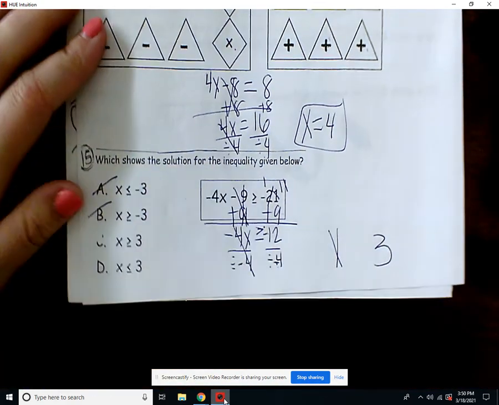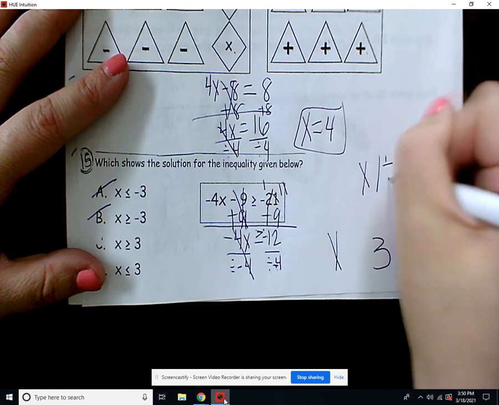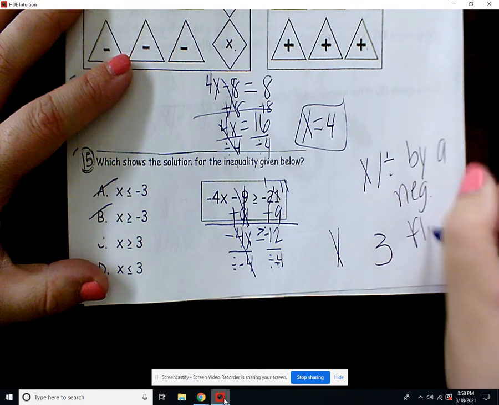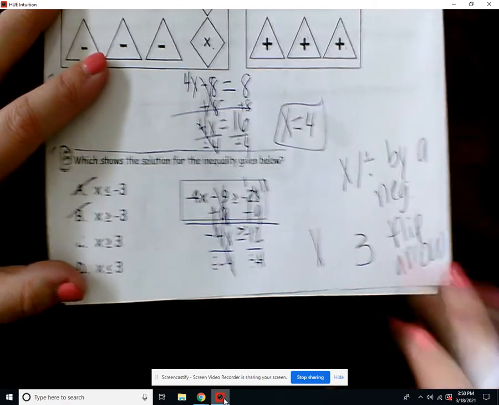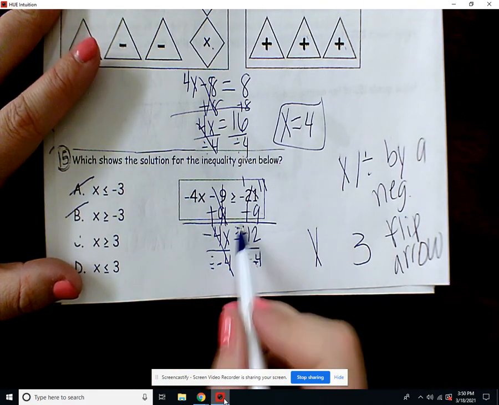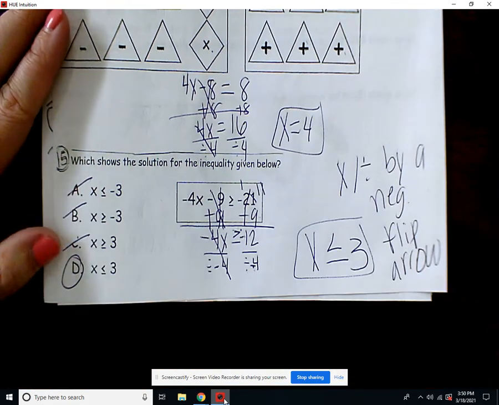It's going to be A or B. Okay, remember when you multiply or divide by a negative, we flip the arrow. So make sure you remember that when you multiply and divide by a negative. So we divided by -4, so our arrow is now going to face to the left, so it's going to be C.